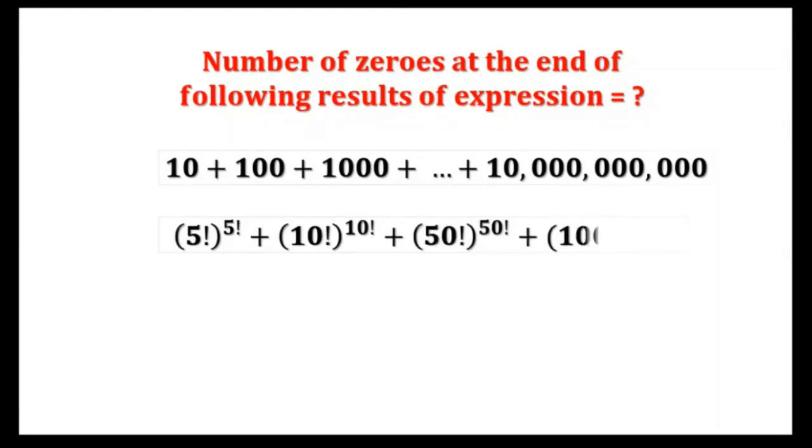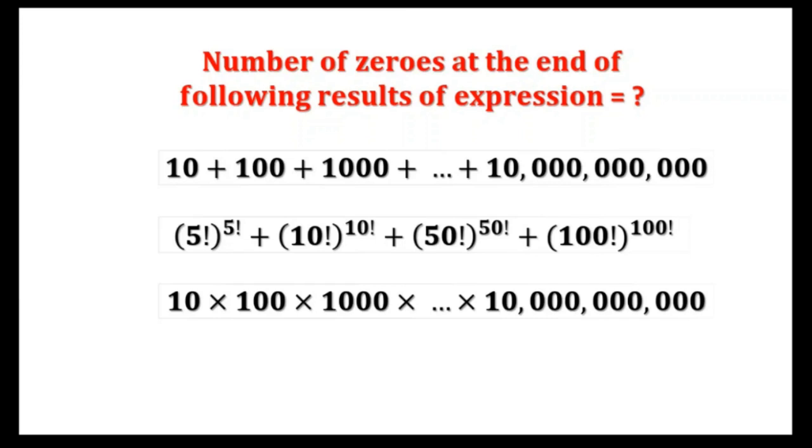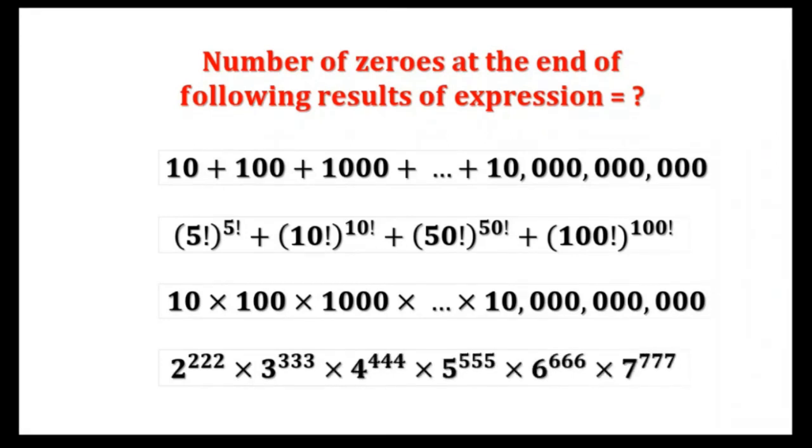The second expression is 5 factorial to the power 5 factorial plus 10 factorial to the power 10 factorial plus 50 factorial to the power 50 factorial plus 100 factorial to the power 100 factorial. Another expression is 10 into 100 into 1000 into 10 billion. Another expression is 2 to the power 222 into 3 to the power 333 into 4 to the power 444 into 5 to the power 555 into 6 to the power 666 into 7 to the power 777.